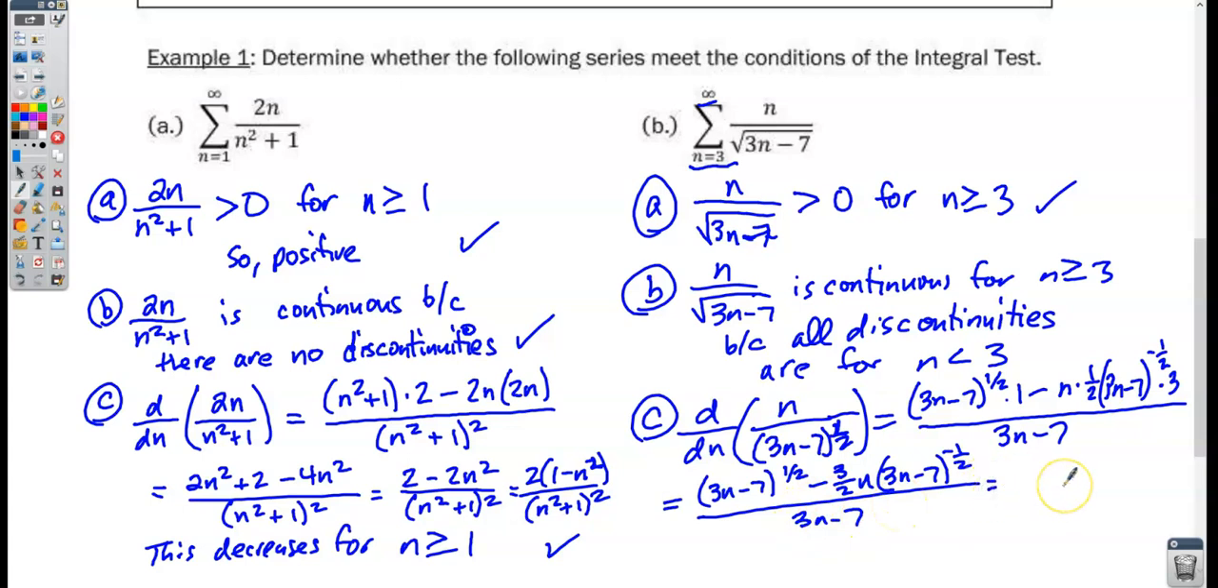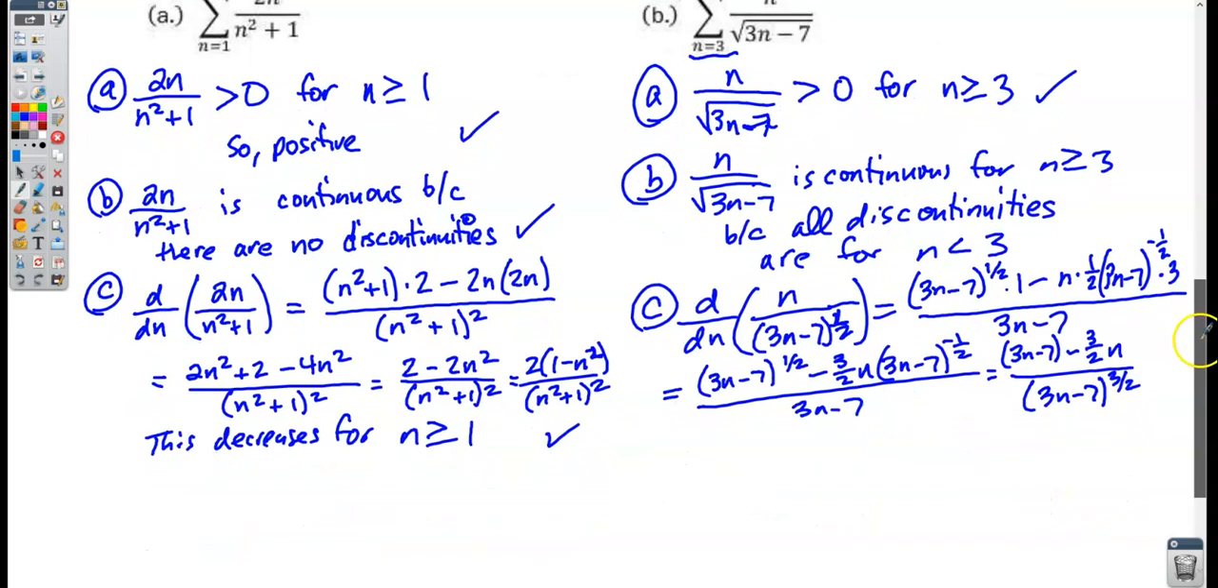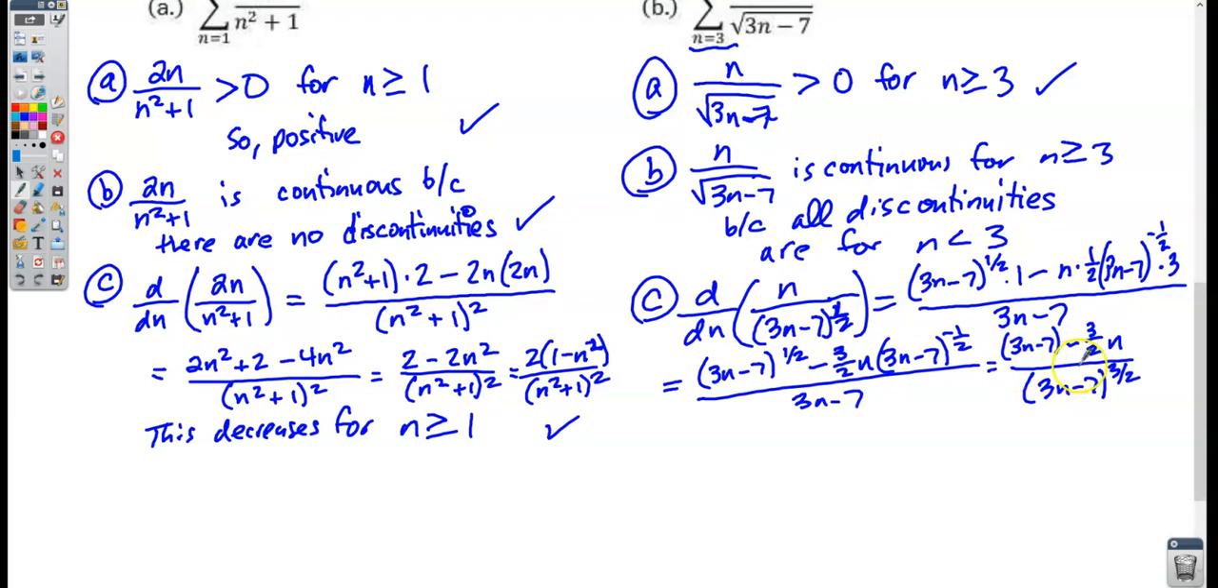If we multiply everything by 3n minus 7 to the 1/2 to clear out the negative exponent, it gives us the quantity 3n minus 7 minus 3/2 n all over the quantity 3n minus 7 to the 3/2. And so we're looking for, is this positive or negative for n greater than or equal to 3? The denominator is always positive for those n values. So we're looking at the numerator. What happens when n is greater than or equal to 3? If we simplify this even more, this is 3/2 n minus 7.